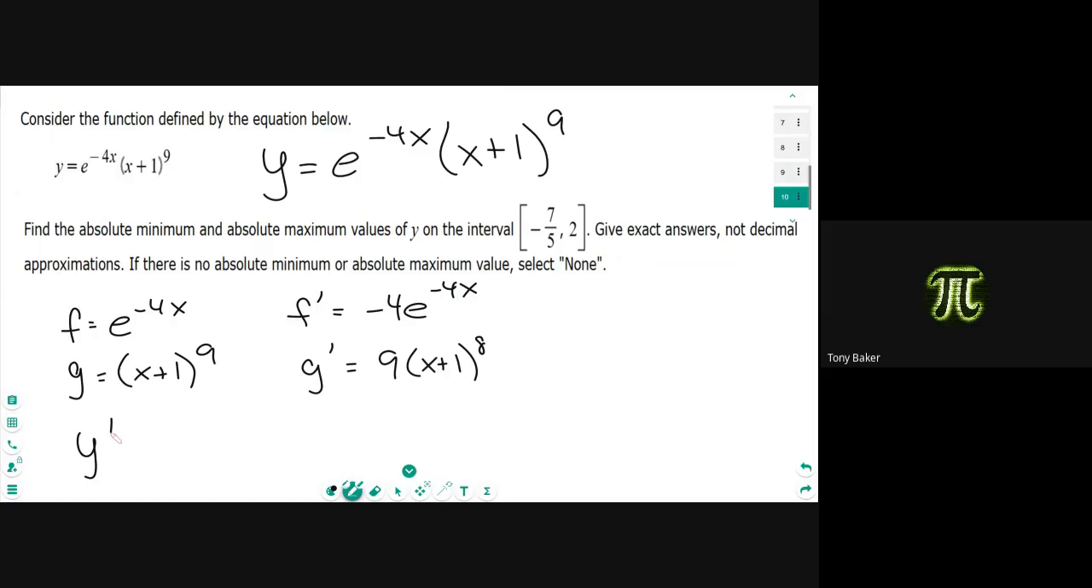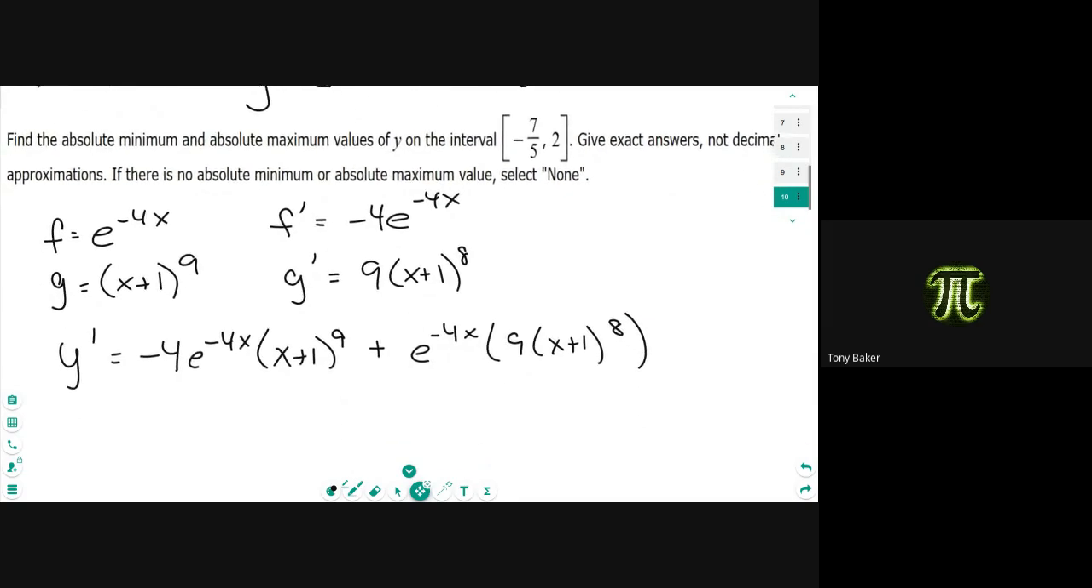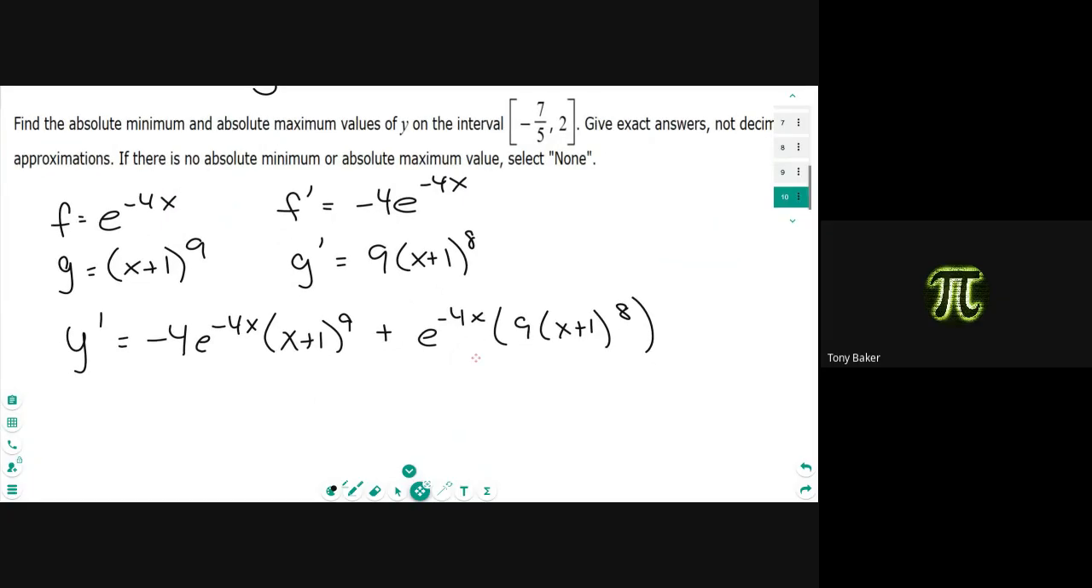All right, so my derivative is -4 e to the -4x times x plus 1 to the 9th plus e to the -4x times 9 times x plus 1 to the 8th. Now comes every piece of algebra skill that you've ever had, because we have to set this equal to 0 and solve it.